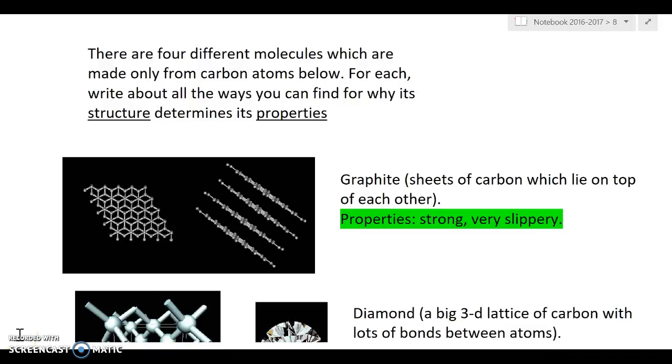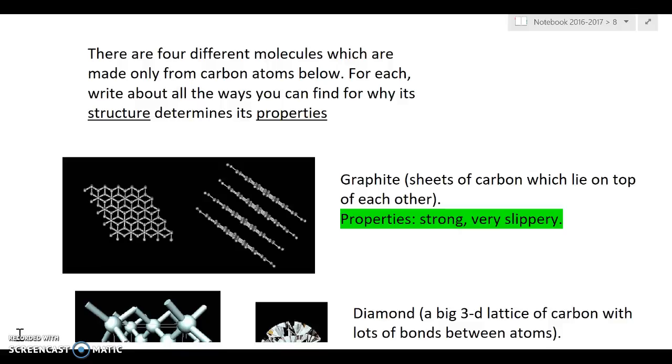Hi, it's homework time. In this video, I'm going to introduce you to 4 new molecules which you've not met before. All of these molecules are made up only of carbon atoms, but in each case, in comparison to the other molecules, the carbon atoms are arranged differently. They're arranged in different ways relative to the other carbon atoms, and they have different sorts of bonds to the other carbon atoms. I would like you to do the following.